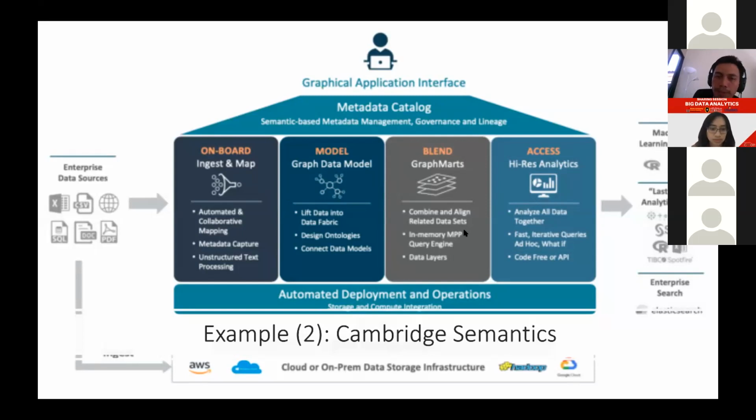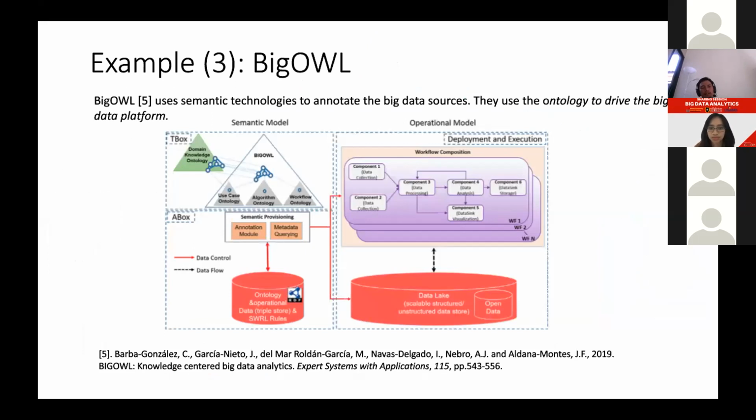And then the third one is BigOWL. BigOWL was proposed by Barba Gonzalez in 2019. The key idea is to use the ontology to drive the big data platform. And they use semantic technologies to annotate the big data sources.